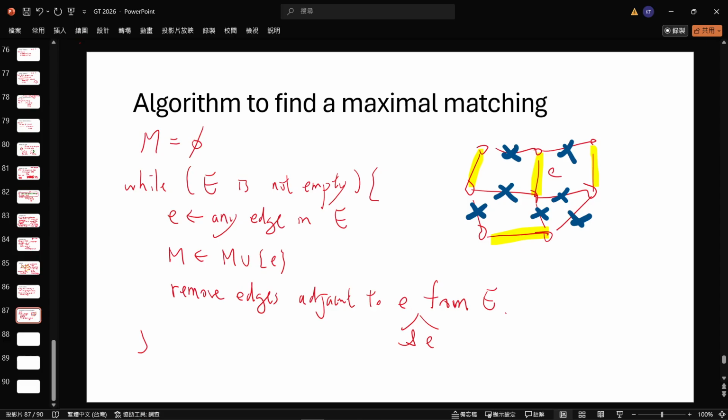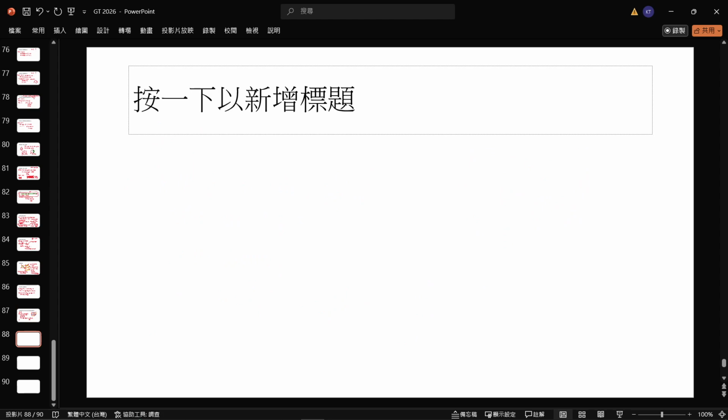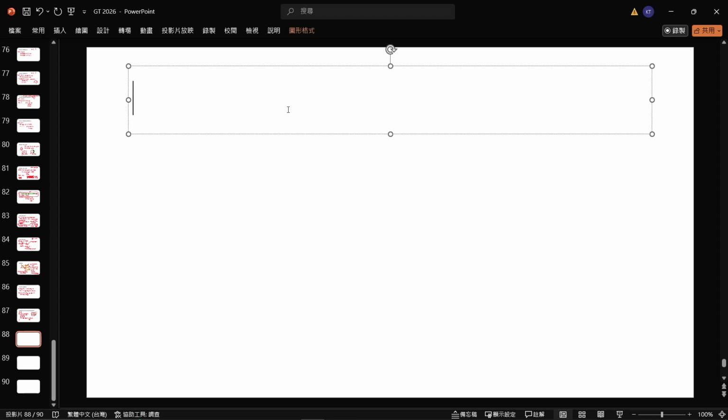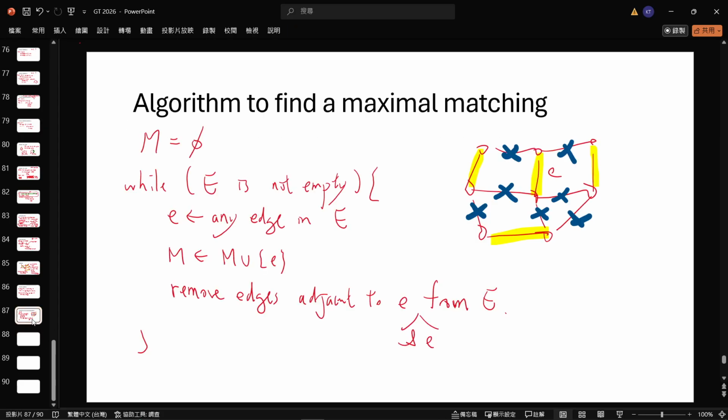Okay, so I only have 10 minutes left. So I want to show you that even though this is not maximum, even though this is not the best, it is still, in some sense, close to the optimal solution, close to the maximum matching, okay?